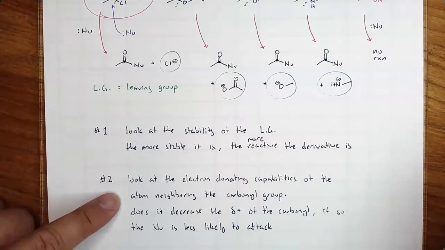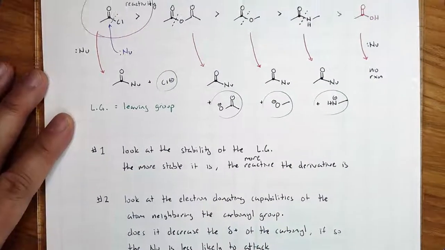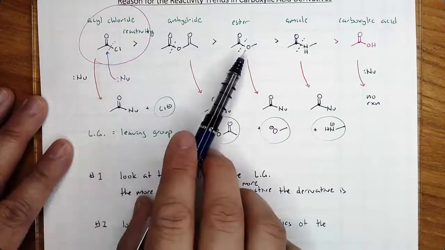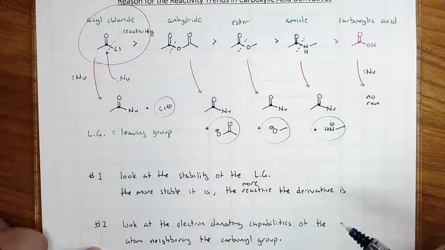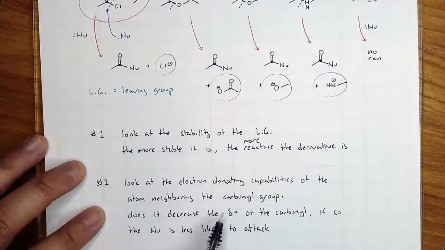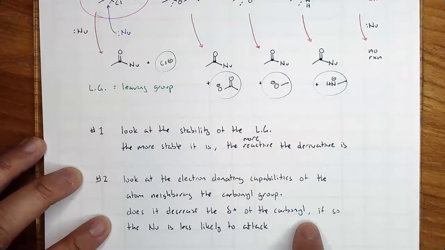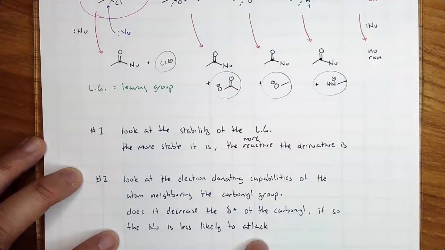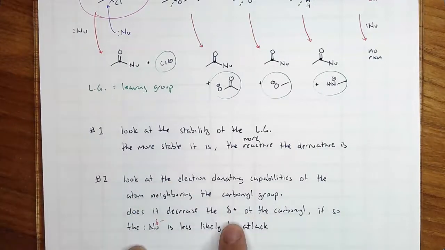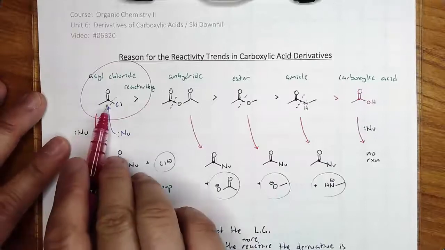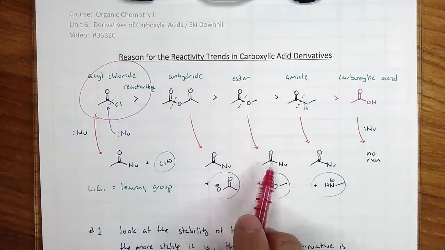Look at the electron donating capabilities of the atom neighboring the carbonyl group. So specifically I'm looking at the chlorine, oxygen, and the nitrogen. How well does it donate its electrons? Because if it donates its electrons to the carbonyl group, it will decrease the partial positive of the carbonyl, and if that's true, the nucleophile is less likely to attack. Remember that the nucleophile is partial negative, and opposites attract. If we could make this carbon less partial positive, then it's less likely that the nucleophile will attack the carbonyl carbon.